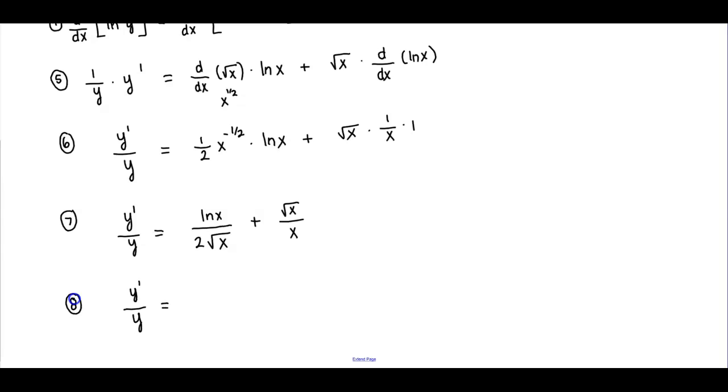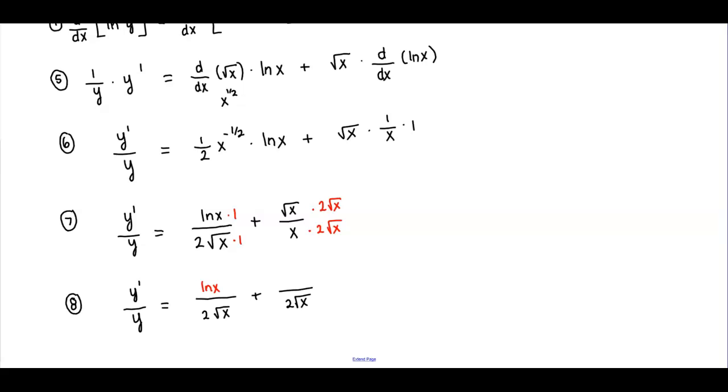So the common denominator between those two is the following: two times the square root of x. And this is also 2 times the square root of x. So we can multiply this by 1. The natural log of x times 1 is the natural log of x. Over here, we need to multiply by 2 times the square root of x, and multiply this by 2 times the square root of x.